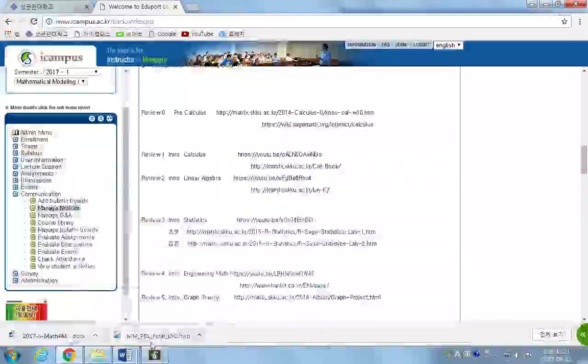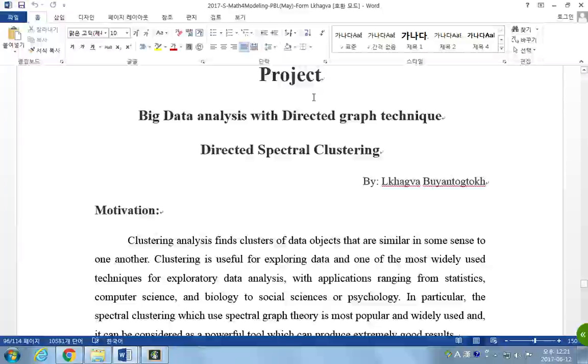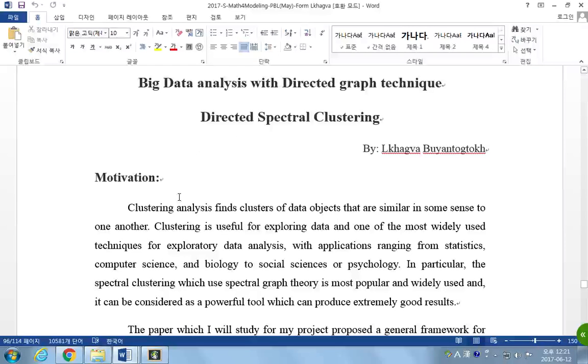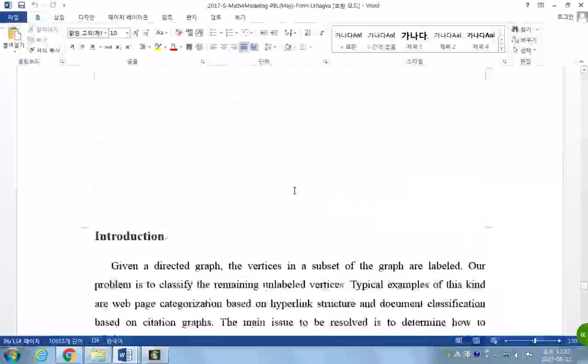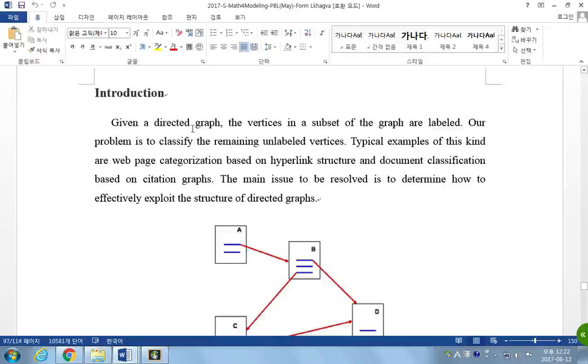Final project. Motivation. Clustering analysis is useful for exploring data and is one of the most widely used techniques. In particular, spectral clustering is most popular and widely used. It can be considered a powerful tool. The first two parts I have introduced before.